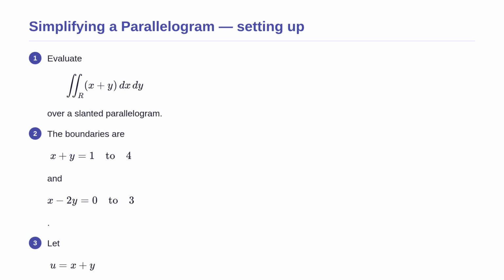Now that we have our master formula and a clear visual understanding, let us apply this to a real problem. We are asked to evaluate the double integral of x plus y over a slanted parallelogram. Integrating this directly using standard x and y limits would be a nightmare because the boundaries are angled lines. Instead, we invent new variables based on the boundary equations themselves. We let u equal x plus y and v equal x minus 2y. This brilliant substitution turns our slanted parallelogram into a perfect flat rectangle where u simply goes from 1 to 4 and v goes from 0 to 3.